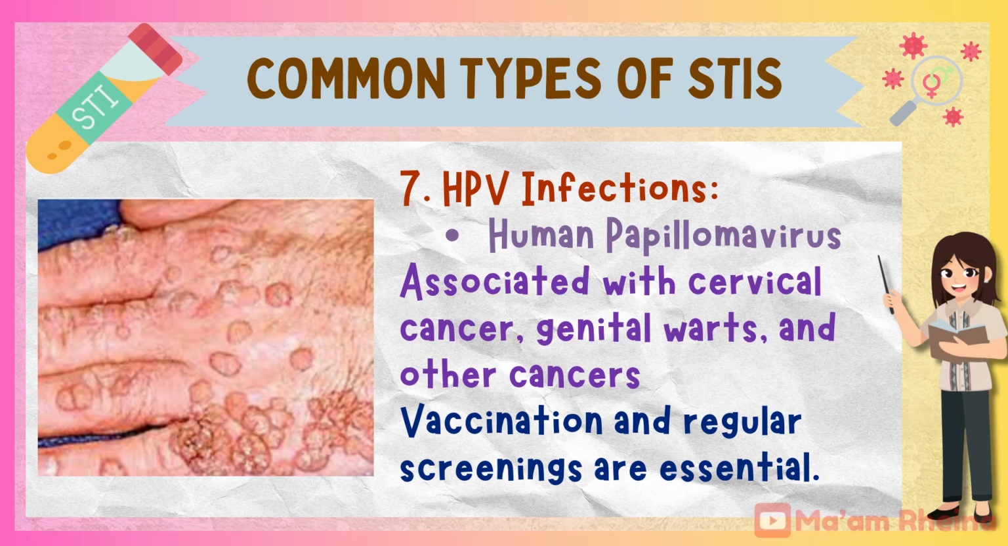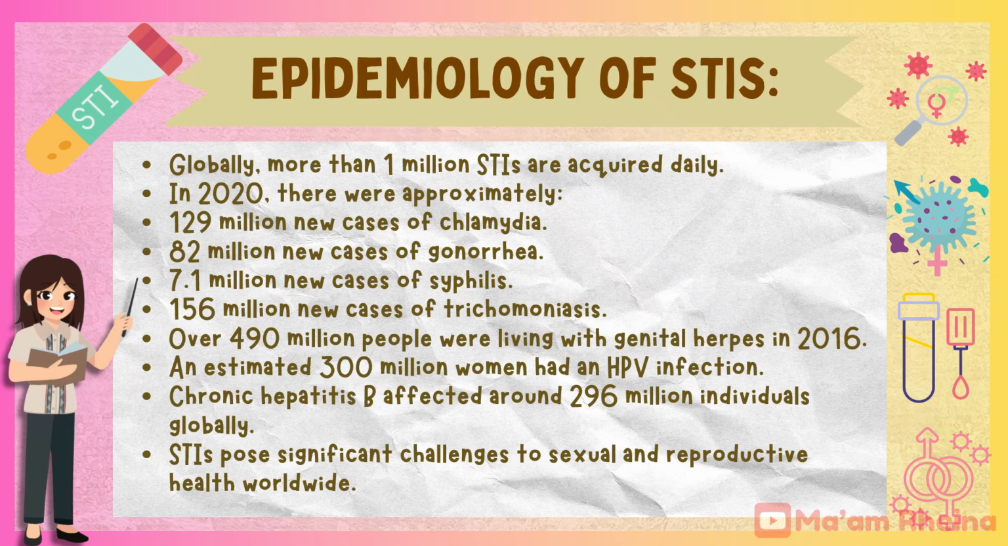7. HPV infections. Causative agent: human papillomavirus, different strains. Symptoms: often no symptoms, can cause genital warts or lead to cancer. Transmission: skin-to-skin contact, especially during sexual activity. Complications: cervical cancer, throat cancer, genital warts. Prevention: HPV vaccine, recommended at ages 9 to 14, regular Pap smear screening. Epidemiology of STIs.